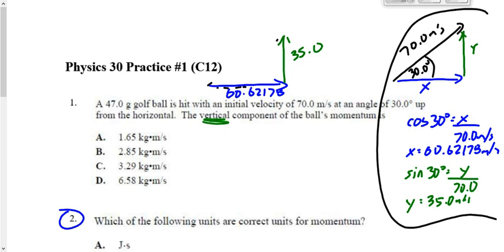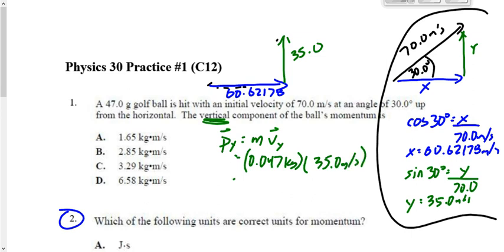So now, how do I find that vertical component of the ball's momentum? I'm going to say the y component of the momentum is m times the y component of the velocity. 0.047 kilograms, convert that to kilograms, right? Times 35.0 meters per second. When we do that, I think the answer was A, wasn't it? It is A, 1.65 kilograms meters per second.